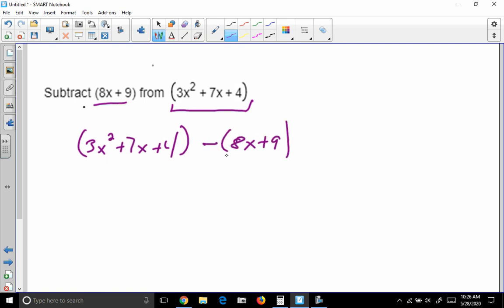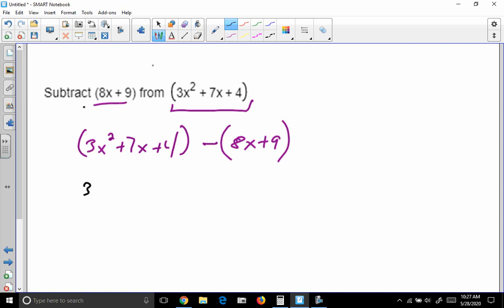Now notice that I put that in parentheses. If we would have not put parentheses around the 8x plus 9, this would say we're taking away 8x because that minus is only affecting the 8x, but then we're adding 9. And that's not what we want. We want to take away this whole expression. We want to take away all of that. So if we put it in parentheses, this says subtract that polynomial.